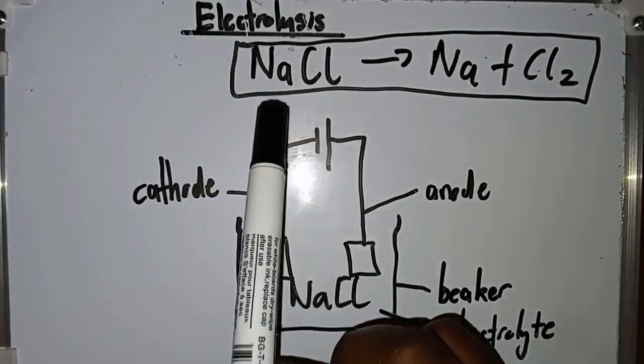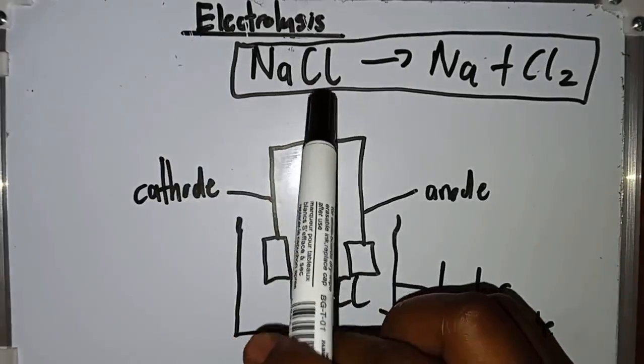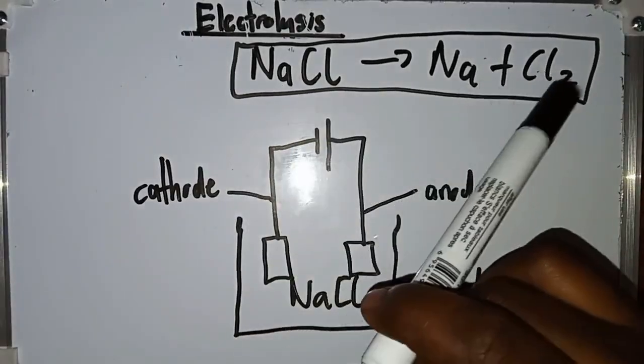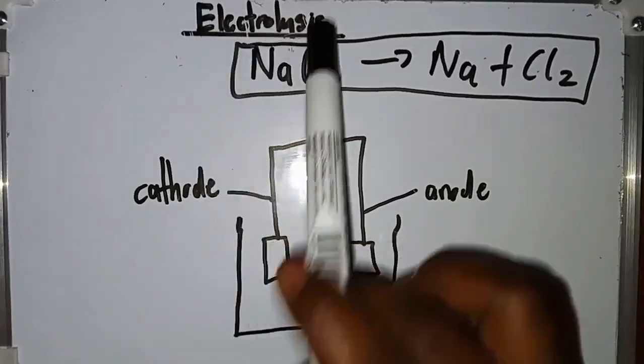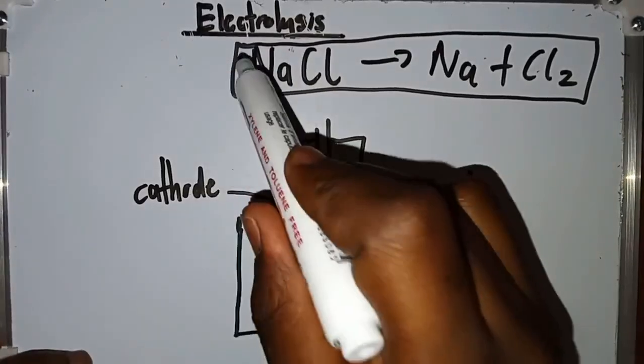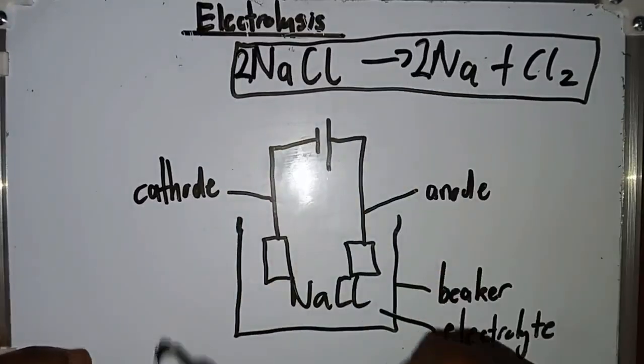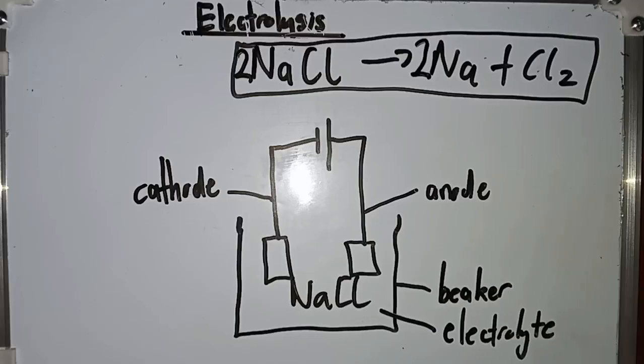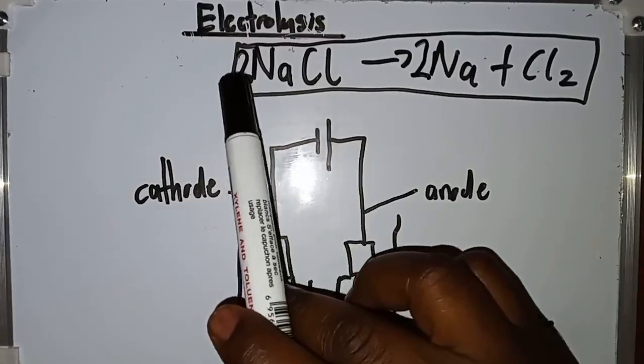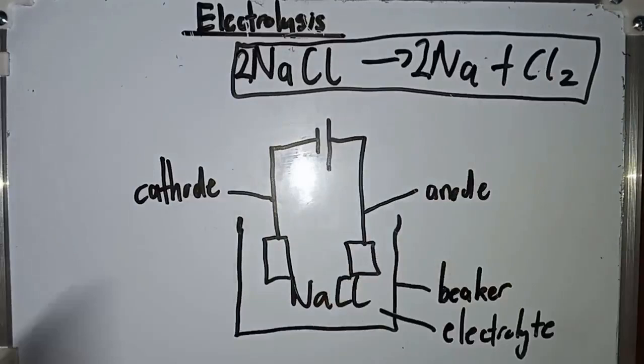So we want to break down sodium chloride into sodium and chlorine using electrolysis. I'm going to balance here real quick. Every equation should be balanced. So we want to break down sodium chloride into sodium and chlorine. What do we do here?